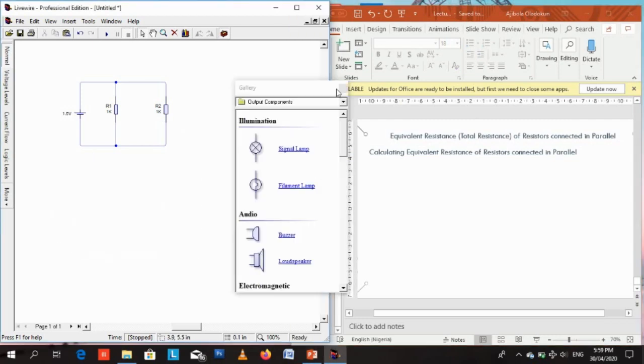So let's delete the second circuit. Let's shift this up a bit or shift it down. R1 and R2 are in parallel. Each one of them is 1 kilo ohms in resistance.